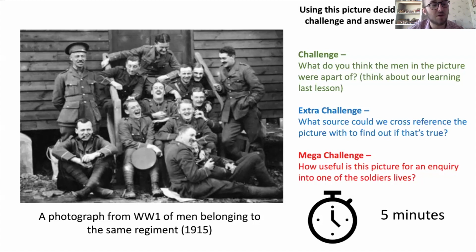And we can see that they're laughing and joking around and everything like that. So the likelihood is that these men are friends and that they've signed up together. That's what we can take as an inference. Obviously, it could just be that they became friends in the army. But thinking about Pals battalions, we could probably take the inference here that they were part of a Pals battalion. They signed up together. So extra challenge, how can we cross-reference that?